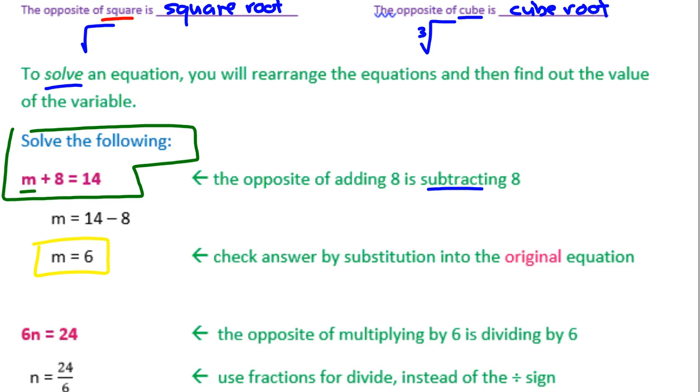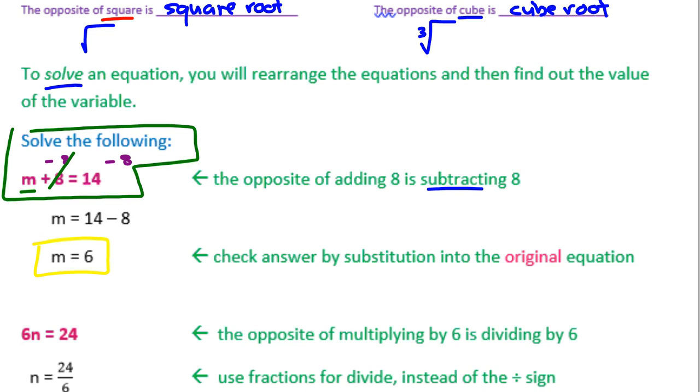So if you want, you could think of, okay, minus 8, minus 8. And you need to do it to both sides. To keep the equation balanced, you need to subtract 8 from both sides. And notice when I subtracted 8 from both sides, minus 8 plus 8 on the left-hand side has cancelled out now, hasn't it? So now it's just m on the left-hand side equals 14 minus 8.